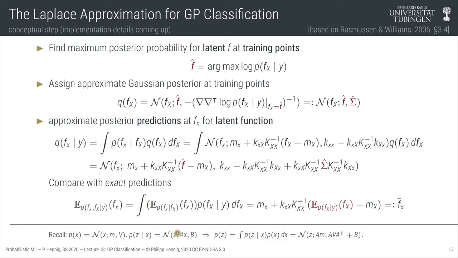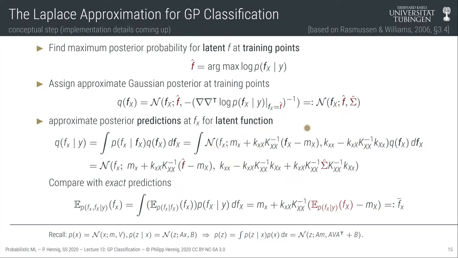Now we know what that is because it's just a Gaussian integral. The predictive distribution for f at test locations, little x, given f at training locations is just a Gaussian conditional distribution. It's this distribution up here, exactly this one. So under this distribution, the expected value of f of x is just this.